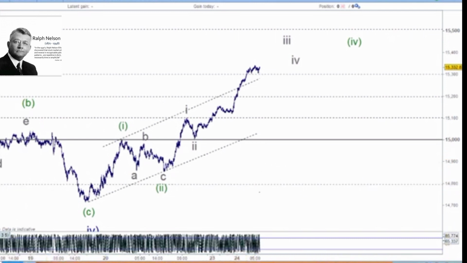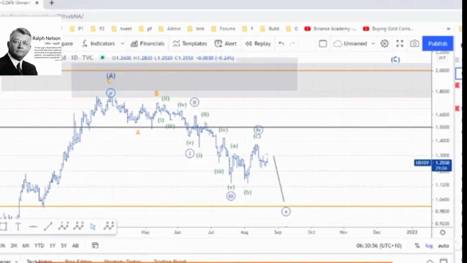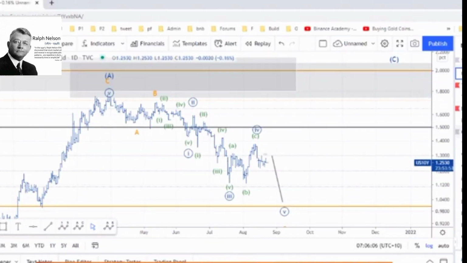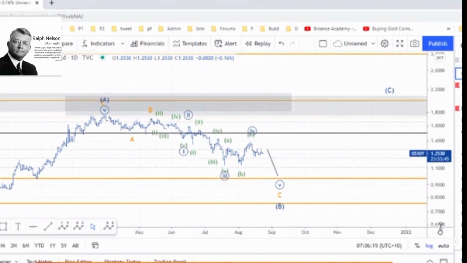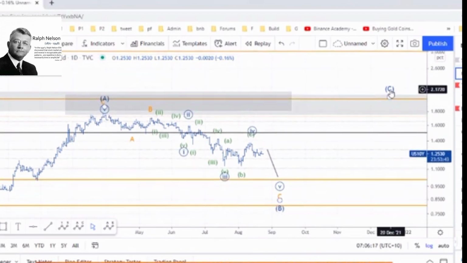So I want to have a quick look at the US dollar index and the yields. So this is the 10-year bonds here, and this is a daily chart here. So we've got wave A here. We're looking for wave B down here, and then wave C here.